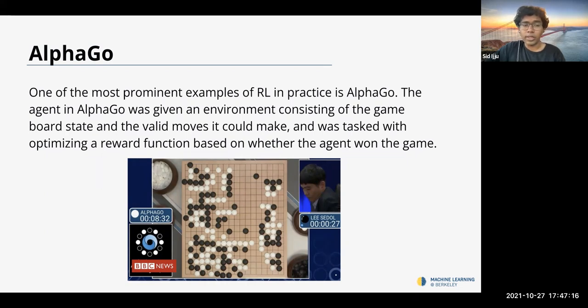The idea was that the agent, AlphaGo, would be given an environment consisting of the game board state and the moves it could make, and was just tasked with optimizing a reward function, which was whether the agent won the game or not. And so it learned, over many, many trials, how to play Go. That's an example in this case. So just to recap the terms: the agent in this case is the algorithm, AlphaGo. The environment is the game board. And the state is what pieces are on the board and what possible moves you can make. So that's an example for reinforcement learning.